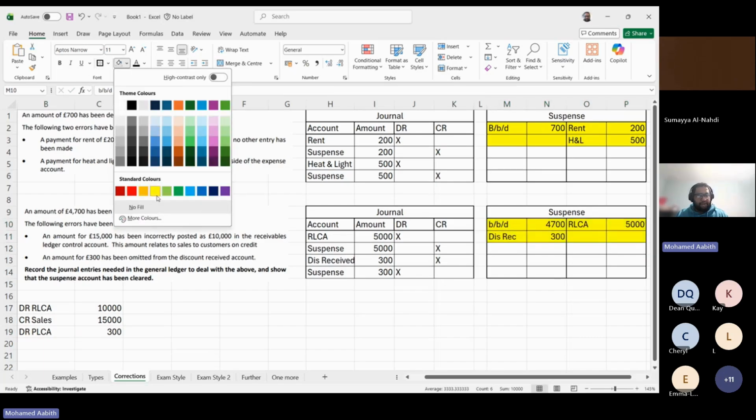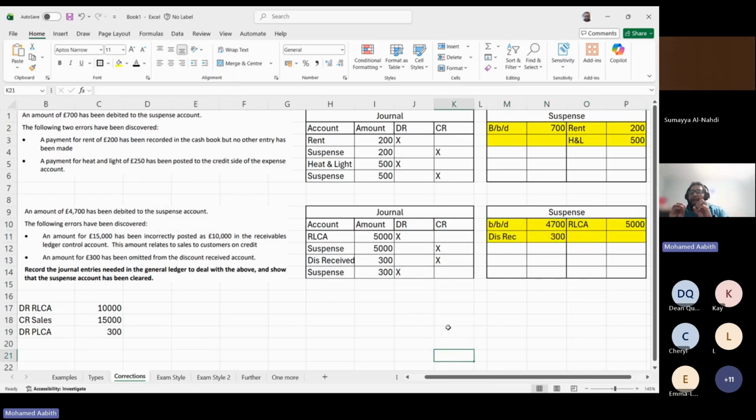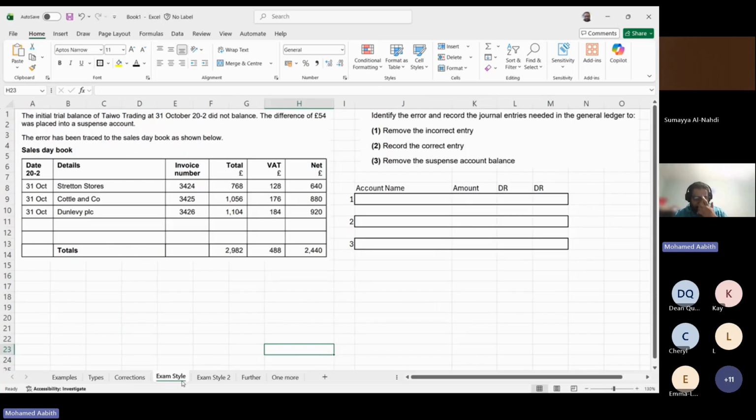So the suspense account now is there. We found the errors, we cleared the errors, and they both disappeared. In both scenarios, suspense accounts were there, and now they're gone after we found the errors and corrected those errors. Now let's look at an exam style question.